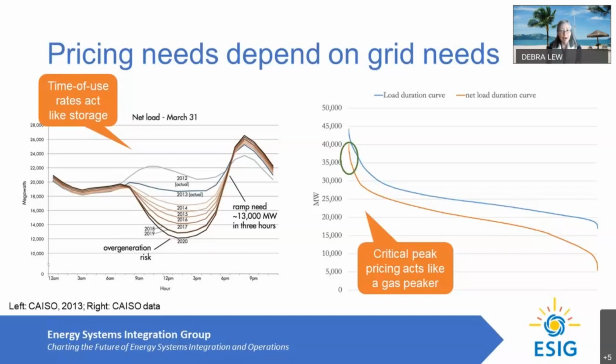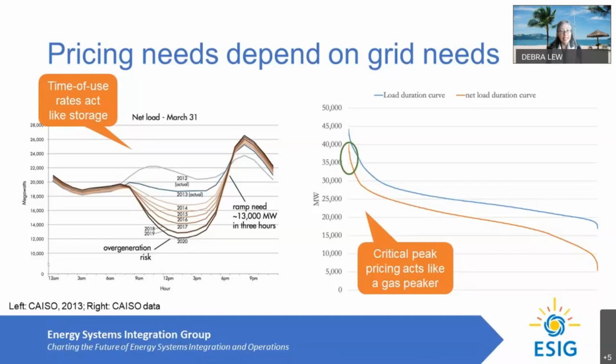And when we have high penetrations of wind and solar, we know that this tends to make these net load duration curves peakier, meaning that you need a lot of megawatts to run for a few hours of the year. And traditionally, we used to think about new gas peakers. Now we might think about storage for this, but it's a hard investment to justify for these few hours of the year.